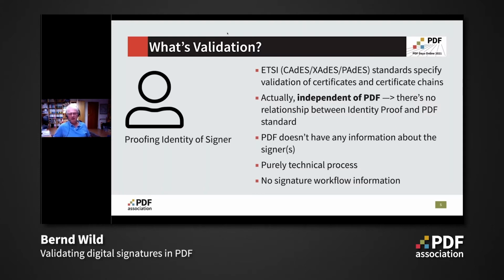We see this very clearly: the PDF normally doesn't have any information about the signers, or the signer if you only have one. So there is no information within the PDF about who has signed a document and what his identity is. The information about this is only stuck in the certificate which has been used for signing the PDF. Proving identity is at the moment a purely technical process, with a very detailed specification about how to handle it, and we don't see any signature workflow information within the PDF. So there is no kind of audit trail of who has signed the document at which time and so on. This could become more important in the future, and we are working on it. But at the moment, the actual standards don't reflect this.